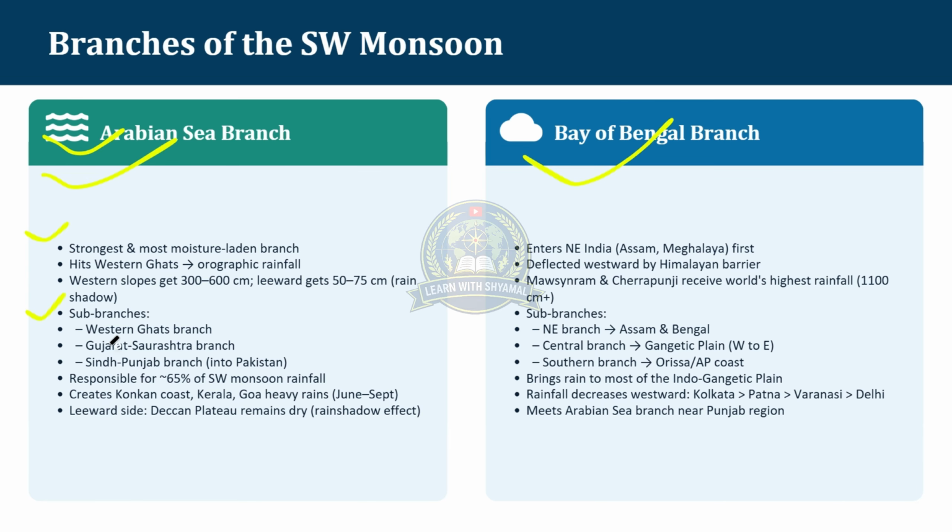Sub-branches: Western Ghats branch, Gujarat Saurashtra branch, Sindh Punjab branch into Pakistan. Responsible for 65% of southwest monsoon rainfall. Creates heavy rains in Konkan coast, Kerala, Goa, June to September. Leeward side, Deccan Plateau remains dry, rain shadow effect.